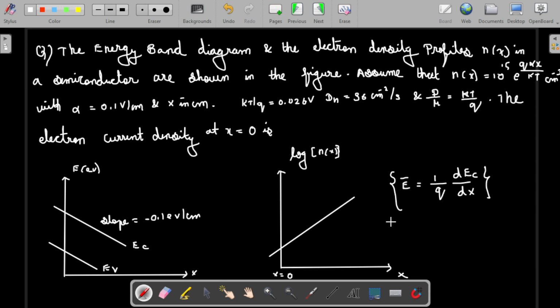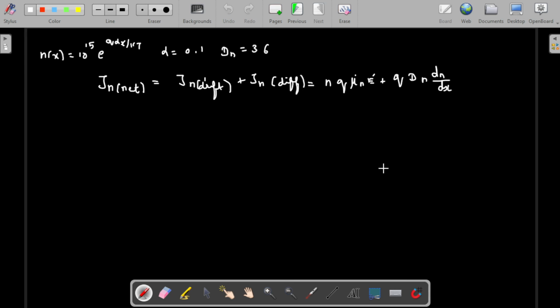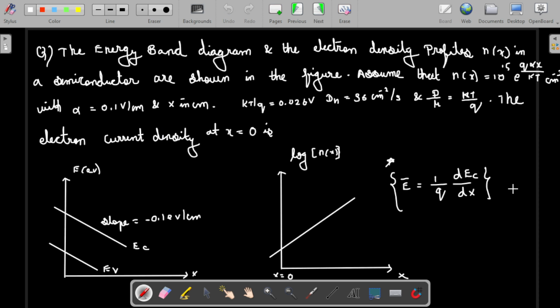Last class you guys may be confused about why we are going through this many formulas and this much theory. In GATE or any kind of examination, we need this kind of data, so we need to remember this in order to find that. So E, the electric field, is equal to 1 by q dEc by dx. This is nothing but a slope.